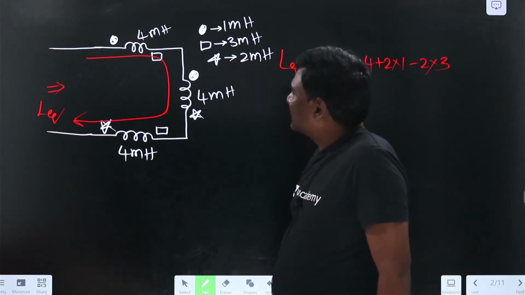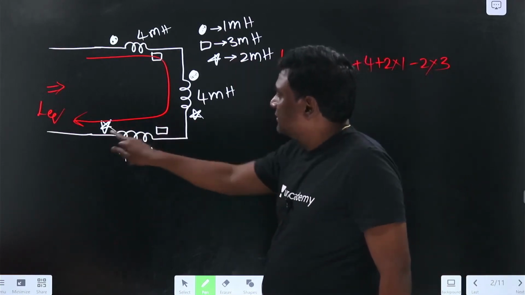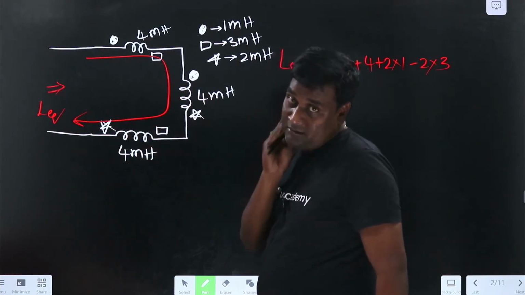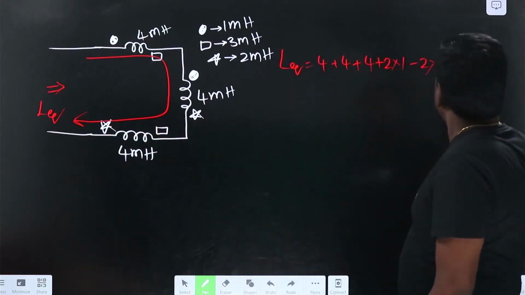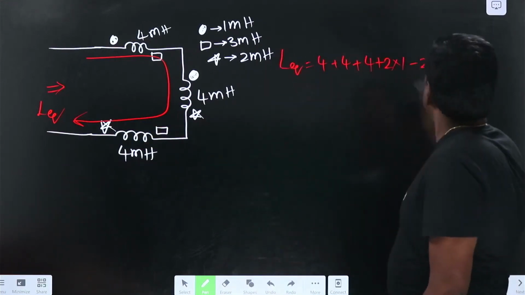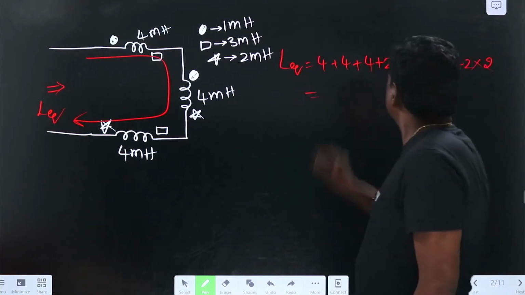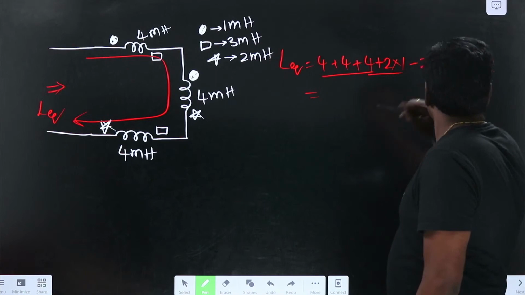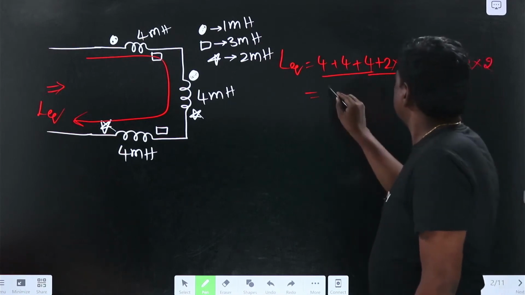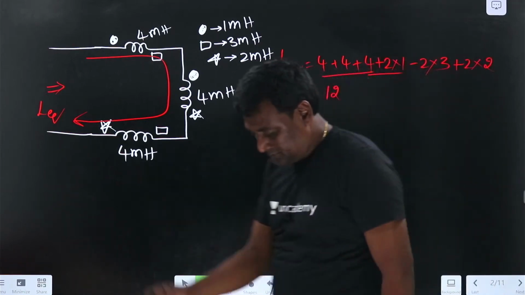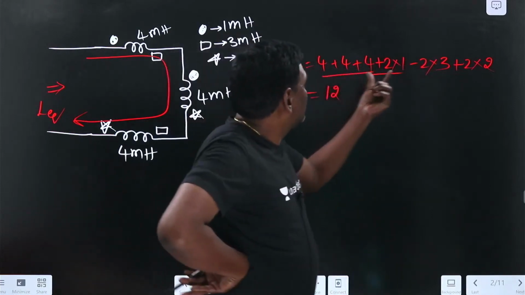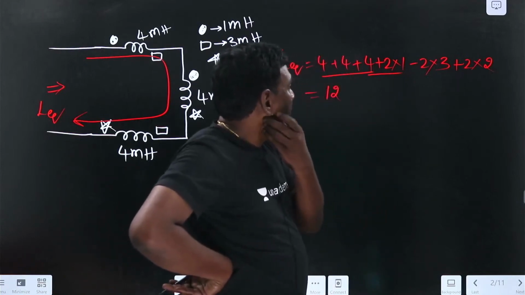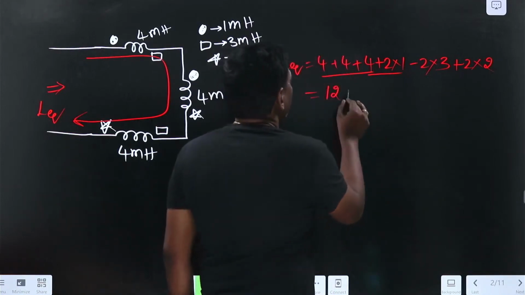Okay, and after that, for this coil star, for this coil star, are they aiding or not? Yes, aiding. So plus 2 into star, which is 2. So 12, 14 plus 4, 18. 18 minus 6 is going to be 12. 12 millihenries.